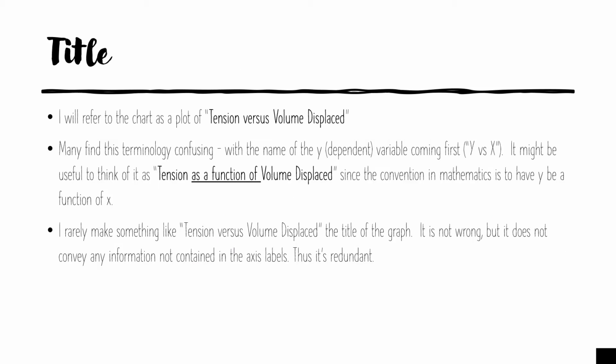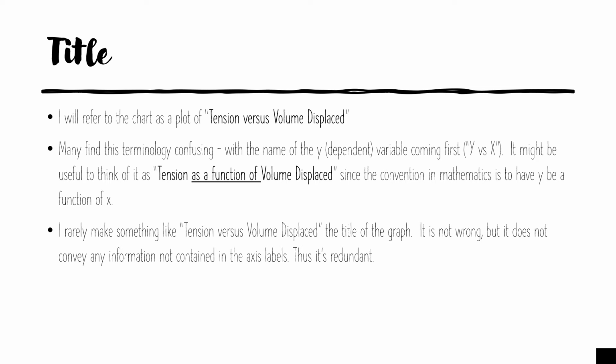I will refer to this chart as a plot of tension versus volume displaced. For instance, if I asked you to make this chart, I would say plot tension versus volume displaced. Many find this terminology confusing, since the name of the y dependent variable comes first. So if you say tension versus volume displaced, it's y versus x. The thing that comes first in the title is the y, and the second thing is the x, opposite of the way that you present the data to Excel. It might be useful to think of it as tension as a function of volume displaced, since the convention in mathematics is to have y as a function of x.